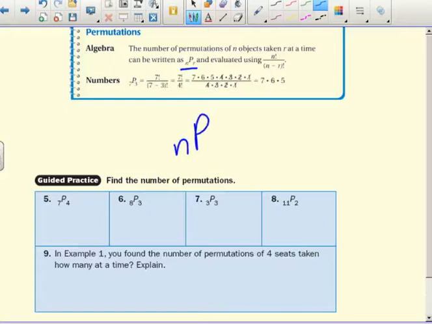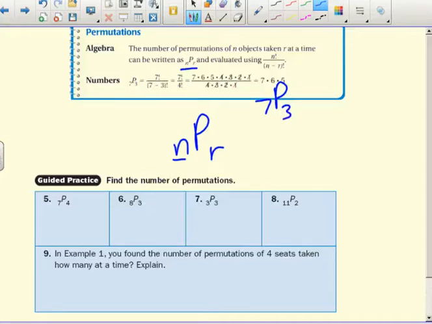Okay, so P stands for permutations. We choose n things r at a time. Like before, where I had 7 people, and I wanted to know first, second, third. So we would write that like this. I'm finding the permutations of 7 different things, and I'm picking 3 of them. So that's 7, choosing 3 at a time.